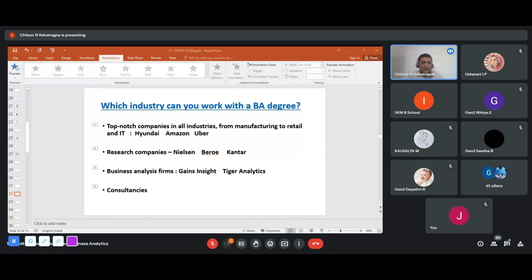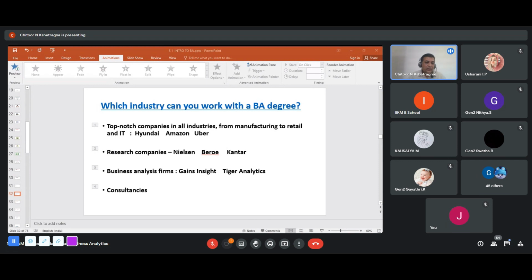All companies need it. LG needs it, Samsung needs it, HDFC Bank needs it. And then you've got research companies like Nielsen, which is a US company, or Kantar, which is an Indian company. They do a tremendous amount of research, and for that, you need to know analytics. And then you've got business analysis firms themselves, Gain Insight, Tiger. These two are Chennai companies. Gain Insight does a lot of data visualization. And Tiger Analytics is in Ramanujan City Tech Park in Chennai, and they do amazing, top-notch analytics work.